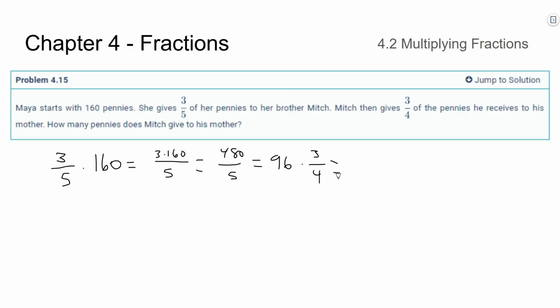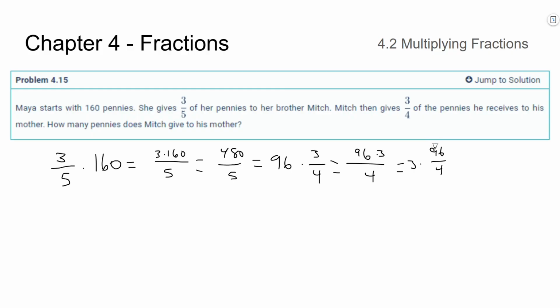Okay, well 96 times 3 would be, well, actually, you know what? Let's see if we can come up with a trick here. So let's do 96 times 3 over 4. But instead of calculating this out, let's go ahead and pull out this 3. So now we have 3 times 96 over 4.